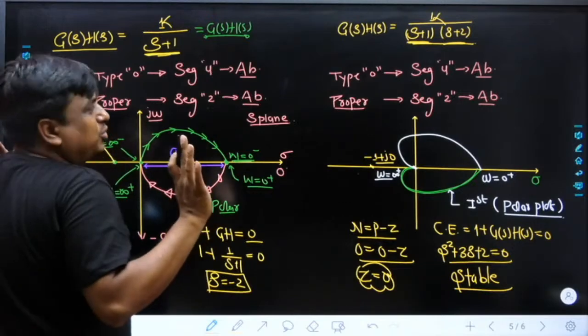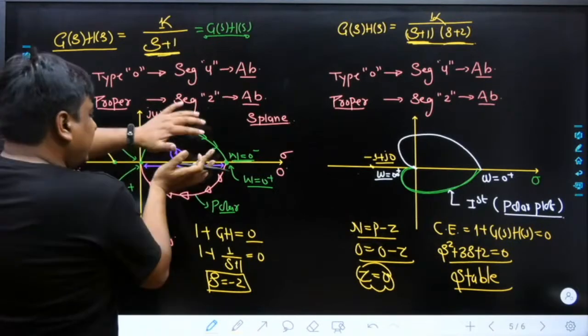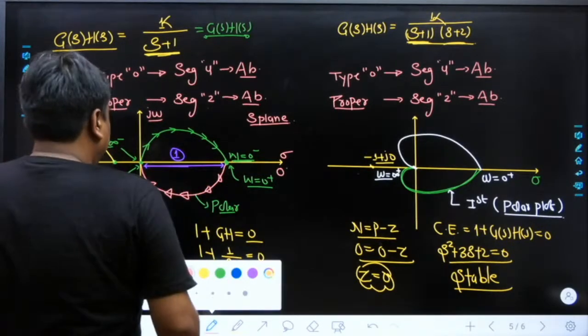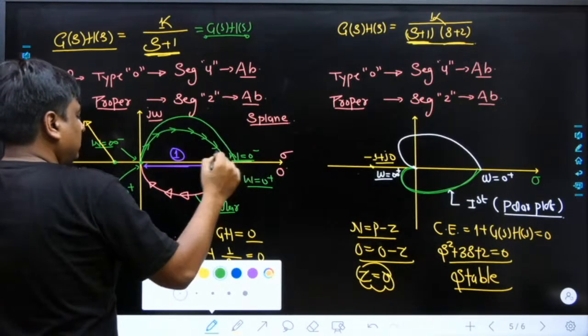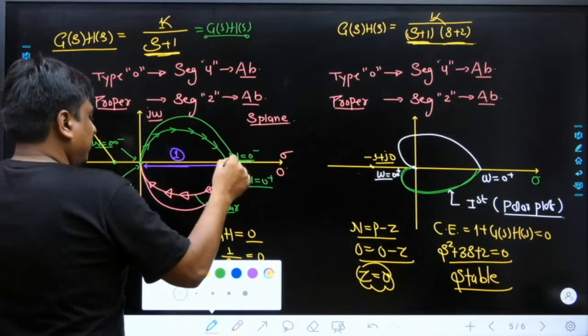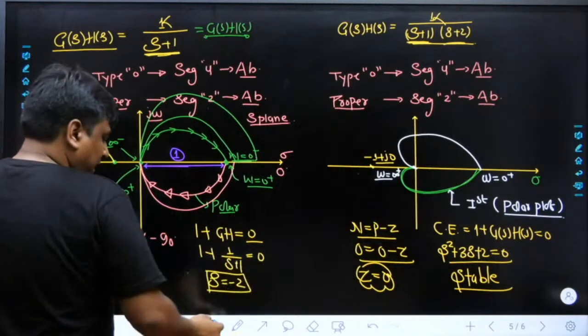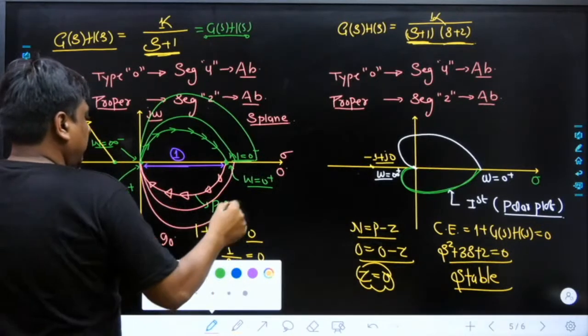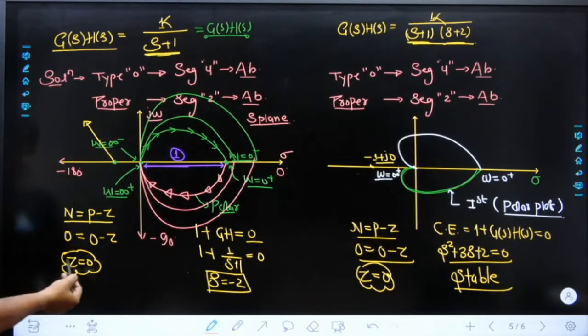The angles are not going to change because k remains a positive real value. Only the plot is going to expand from its place, and as the expansion takes place, it would become something like this, for different values of k, it keeps expanding. But one thing is quite sure, -1 plus j0 does not come in danger at any cost. Still Z is 0.